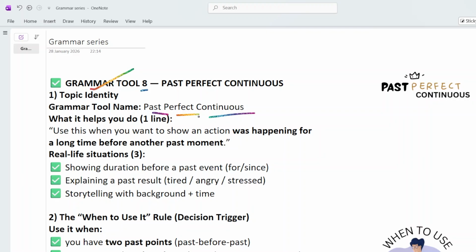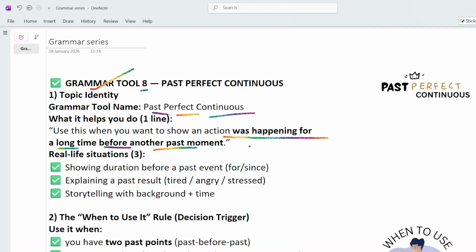Use this when you want to show that an action was grinding away for a long time before another past moment happened. So, again to reinforce, you're going to use this tense when you want to show that an action was happening for a long time, really. That is before another past moment occurred.